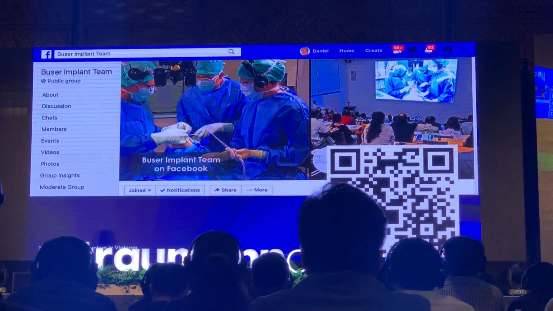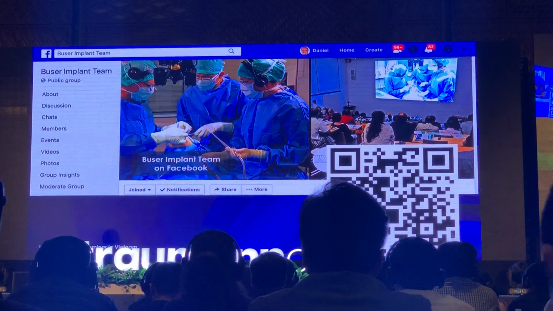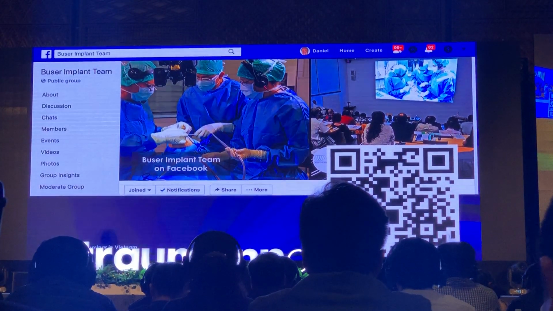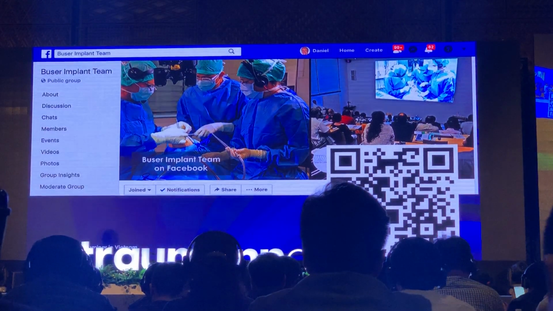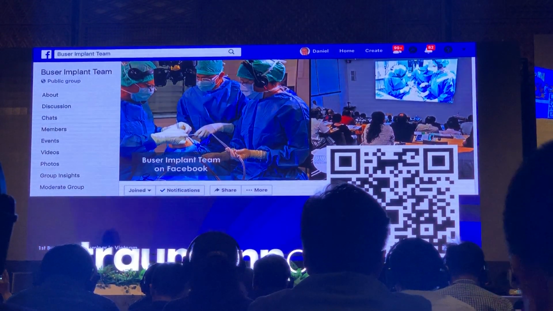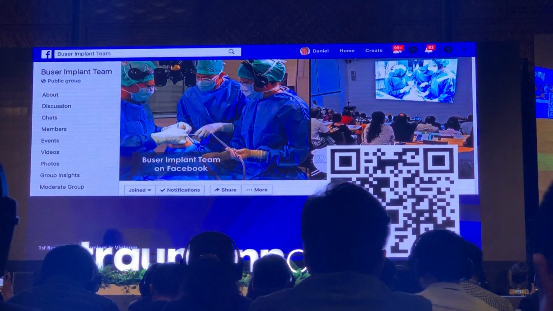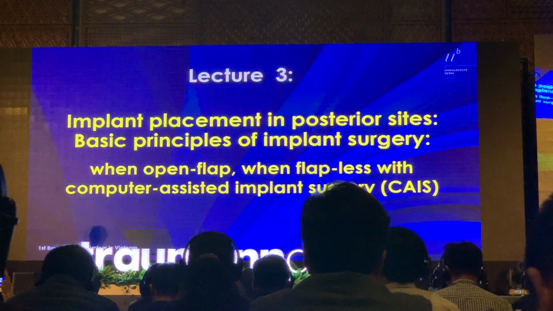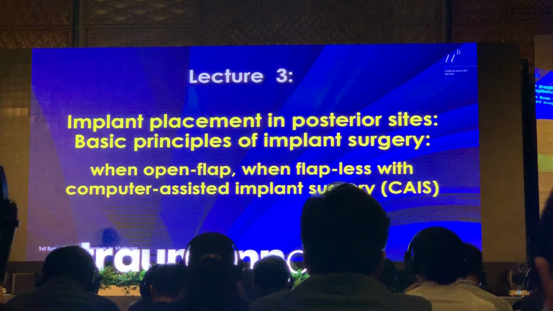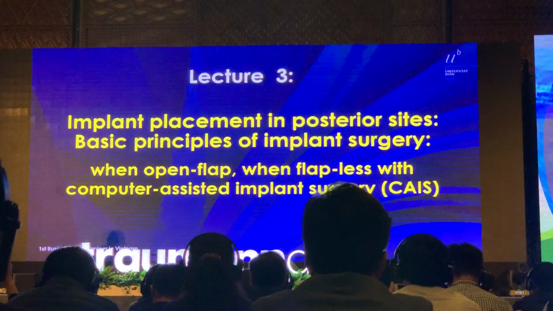Okay, now the topic: posterior sites, healed sites. The posterior mandible is about 30% of our daily business, where we place implants either in premolar sites or molar sites. And I will show you how this is done. So the question is, when do we do that open flap? When can we do it flapless?